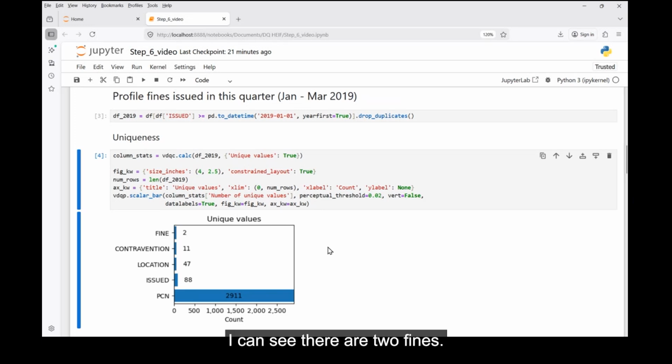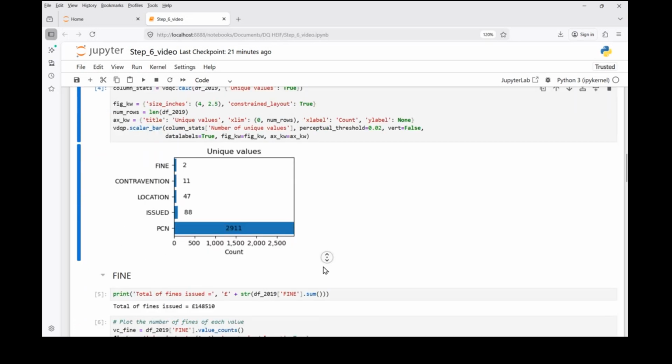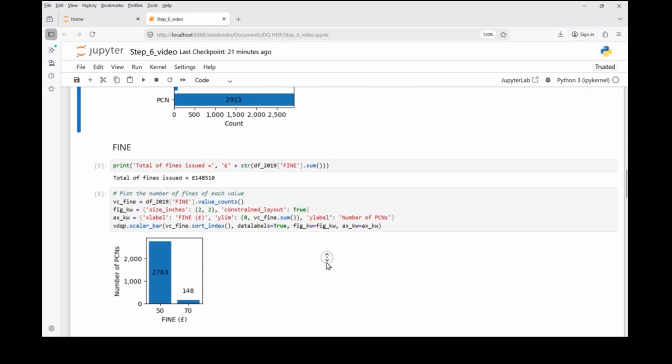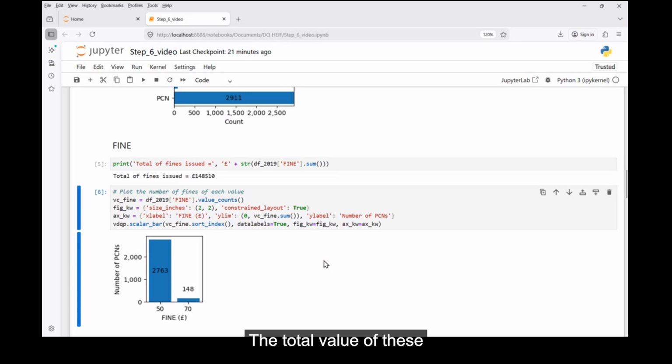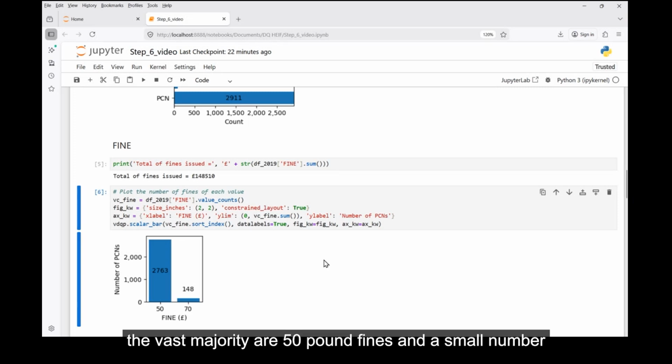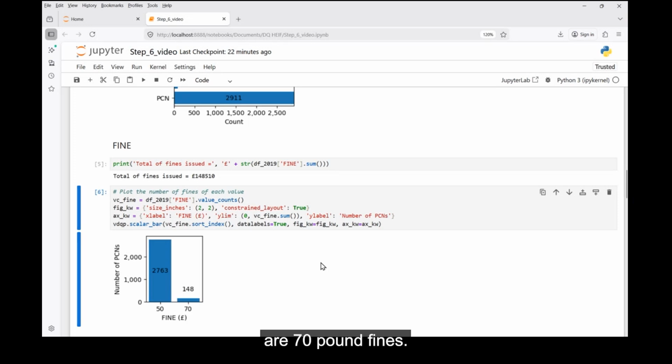I can see there are 2,911 fines. They were issued for 11 types of contravention in 47 different car parks on 88 of the 92 possible days in the time period. And of course, each PCN occurs just once in this particular data extract. The total value of these fines is £148,000. The vast majority are £50 fines and a small number are £70 fines.